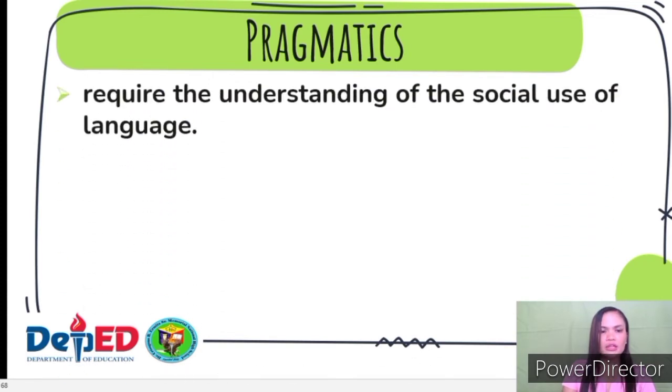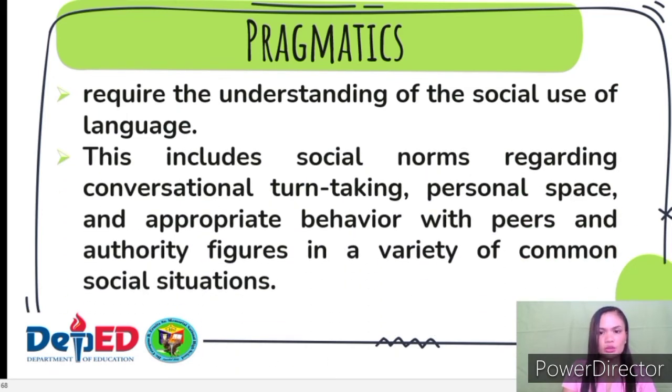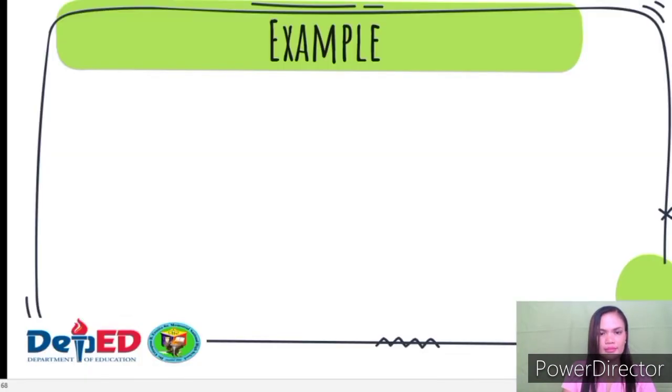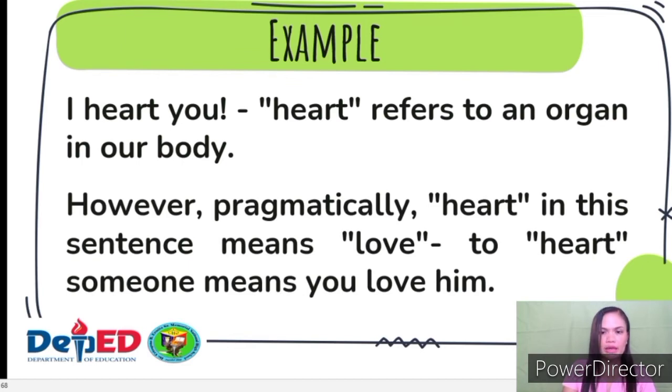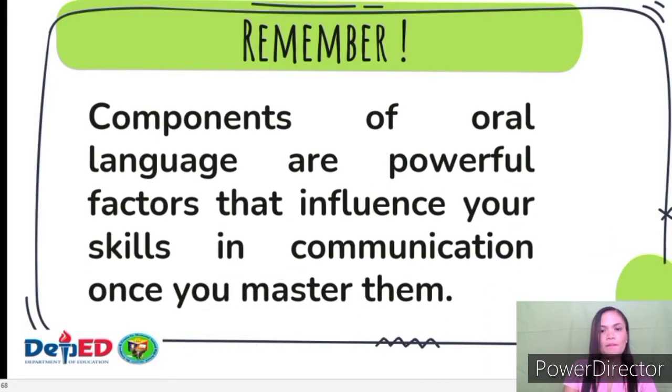Next, pragmatics. It requires the understanding of the social use of language. This includes social norms regarding conversational turn-taking, personal space, and appropriate behavior with peers and authority figures in a variety of common social situations. Example: I hurt you. Heart refers to an organ in our body. However, pragmatically, heart in this sentence means love. To hurt someone means you love him. Remember, components of oral language are powerful factors that influence your skills in communications when you master them.